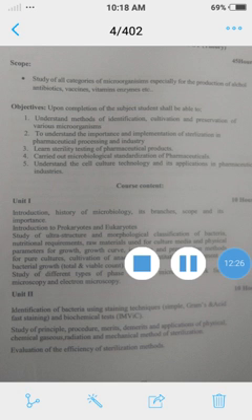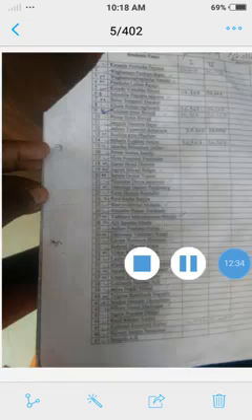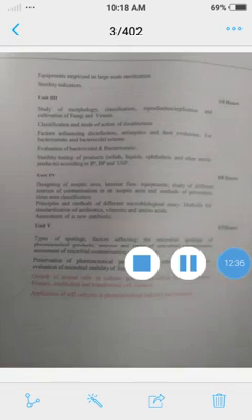As I said earlier, what is sterilization and what is the importance of sterilization? The evaluation of efficiency of sterilization method. Then equipments employed in large scale sterilization, and the different types of indicators that are used for sterilization or sterility.